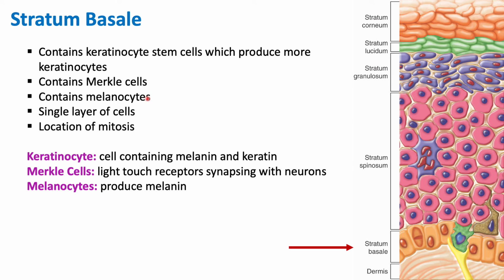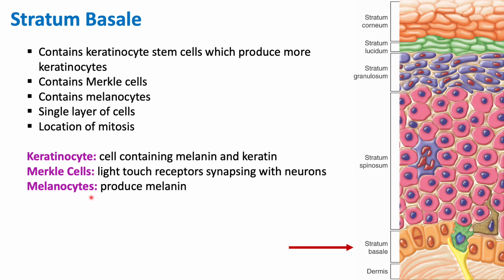So the Merkel cells are essentially light touch receptors, which are synapsing with neurons, which send messages to our brain. And it makes sense that these Merkel cells will be predominantly found within our fingertips because our fingertips are the main source of touch. So when you touch something, these receptors are synapsing with the neurons and they will send signals to our brains, which will initiate some sort of a response.